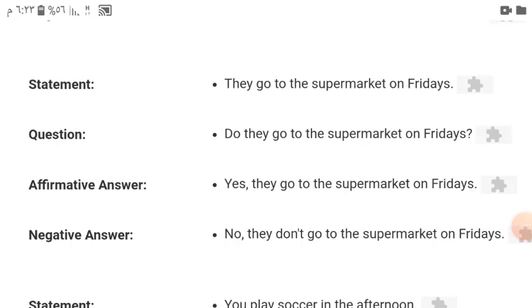أسئلة do و does يكون الإجابة عليها إما yes وإما no. Negative answer No, they don't go to the supermarket on Fridays. هم لا يذهبون إلى محل البقالة في أيام الجمعة. هنا في النيجاتيف answer أو الإجابة المنفية نلاحظ استخدام الأداة don't. أداة النفي هي عبارة عن do plus not. do زائد not. ولكن هنا جاءت في الcontractive form أو الشكل المختصر. don't.